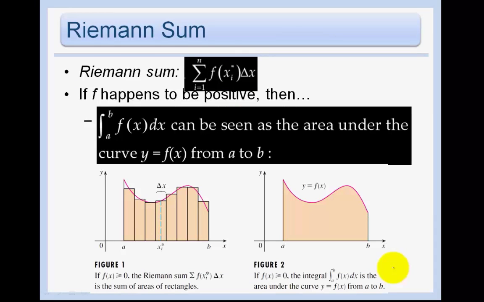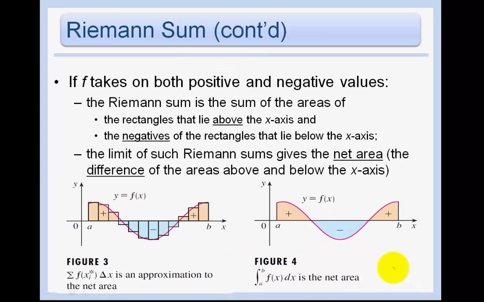A Riemann sum is just adding up all these rectangles to approximate the area under the curve. If the function happens to be positive, then the integral from a to b of f of x dx can be seen as the area under the curve y equals f of x from a to b. If f takes on both positive and negative values, then the Riemann sum is the sum of the areas of the rectangles that lie above the x-axis, and then you subtract out the rectangles that lie below the x-axis. So figures 3 and 4 show it really well. It's just a net area.